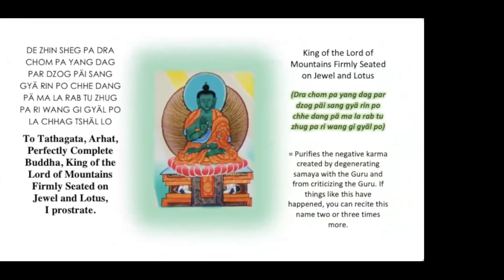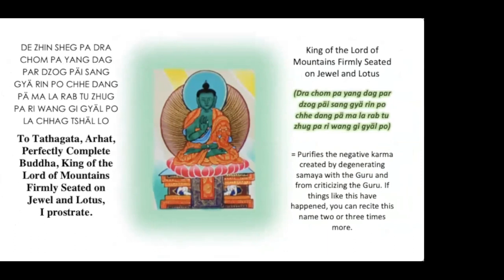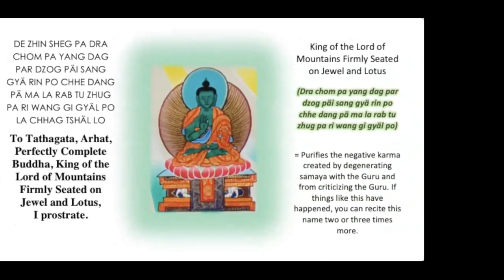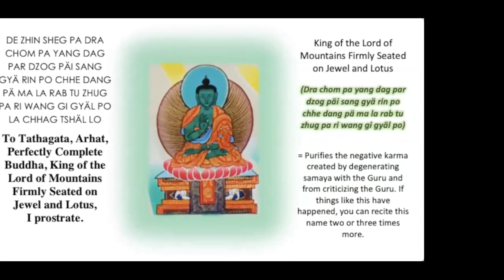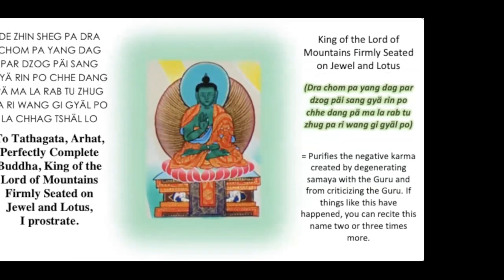Tathagata arhat, perfectly complete Buddha, king of the lord of mountains, firmly seated on a jewel and lotus, I prostrate.